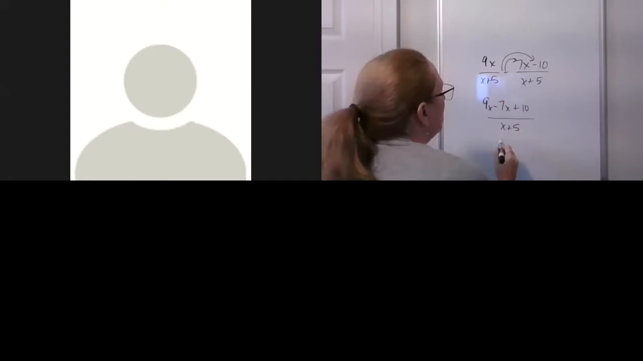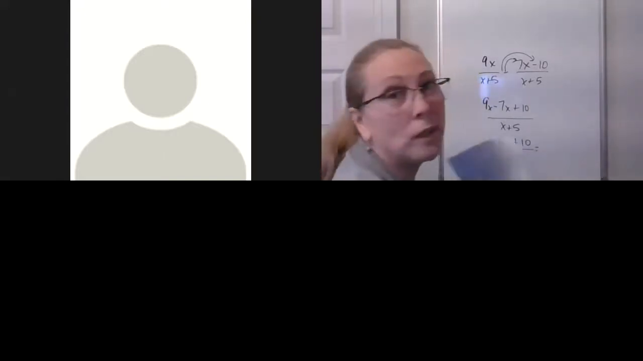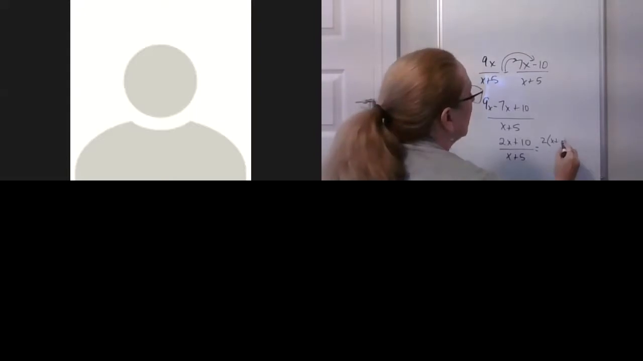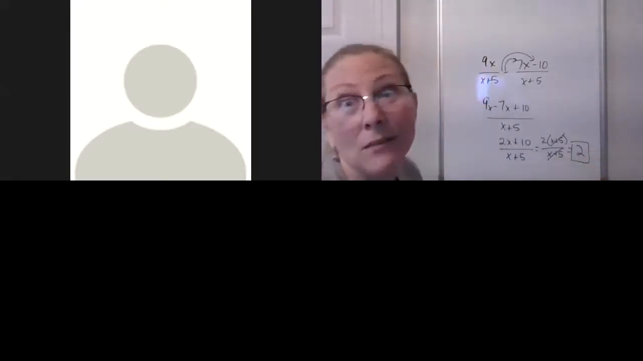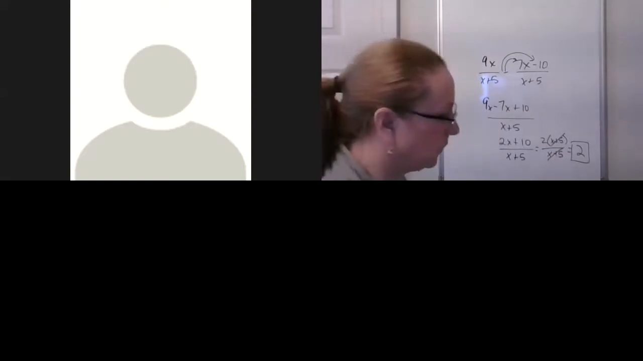So we had 9x minus 7x plus 10. So that would give us 2x plus 10 over x plus 5, which would be factorable in the numerator. And the x plus 5 would cancel. And that would give me a 2. So that's even easier, so much easier to type in that value. Okay. Moving on without mistakes.